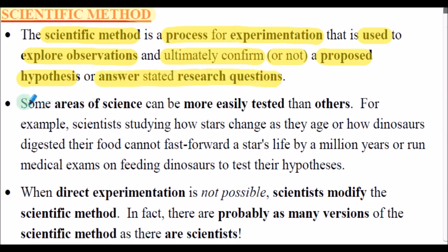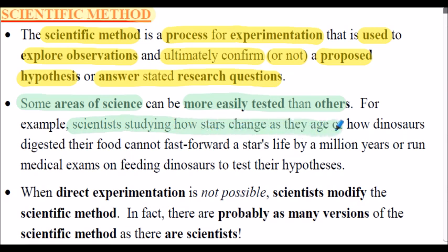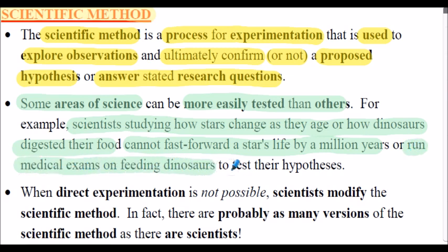Some areas of science can be more readily tested than others. For example, scientists studying how stars change as they age or how dinosaurs digested their food cannot fast forward a star's life by 1,000,000 years or run medical examinations on feeding dinosaurs to test their hypotheses. When direct experimentation is not possible, scientists modify the scientific method to suit.